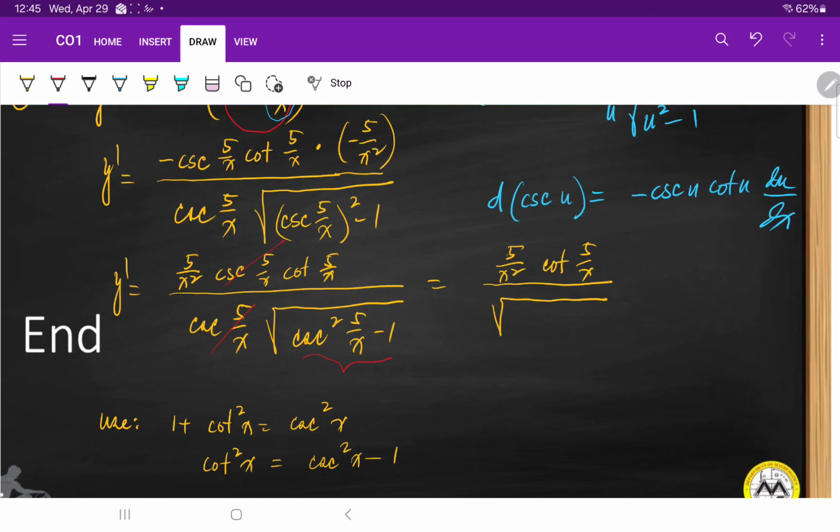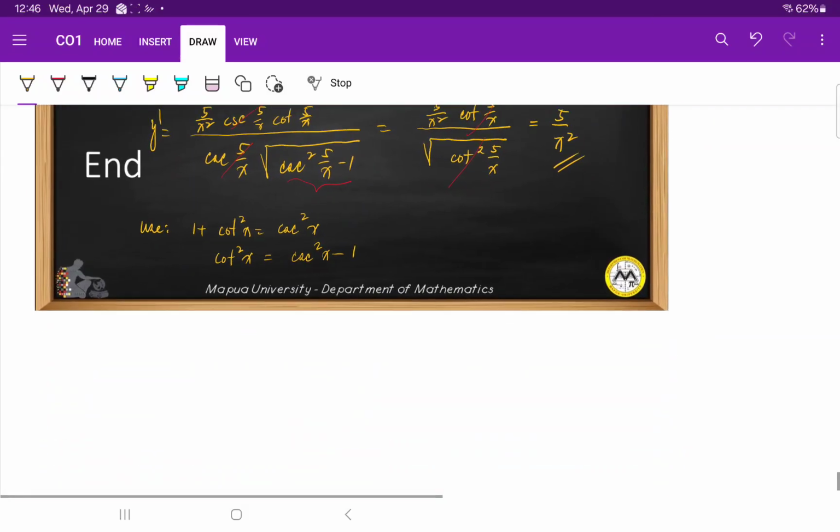So, it becomes cotangent square of 5 over x. And when you get the square root of cotangent square, that becomes cotangent. So, this will cancel out with this one. So, what's left is 5 over x squared as your final answer. Okay, so we use here identities also besides using the derivative.